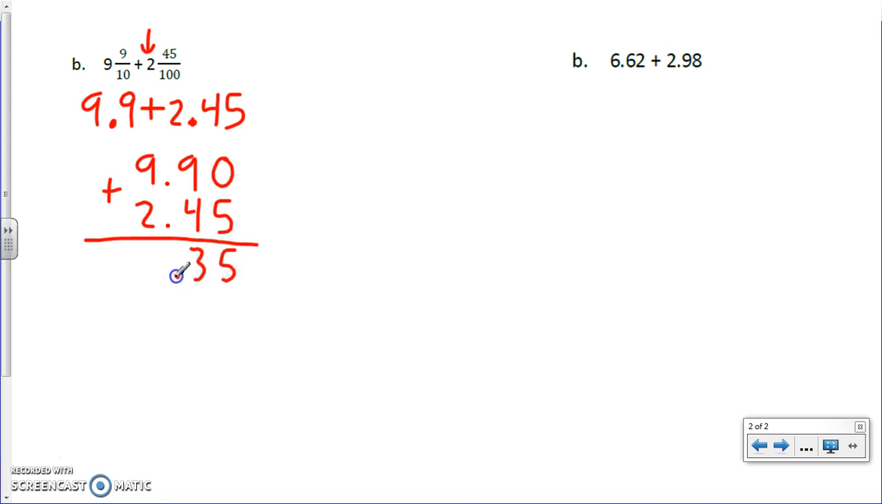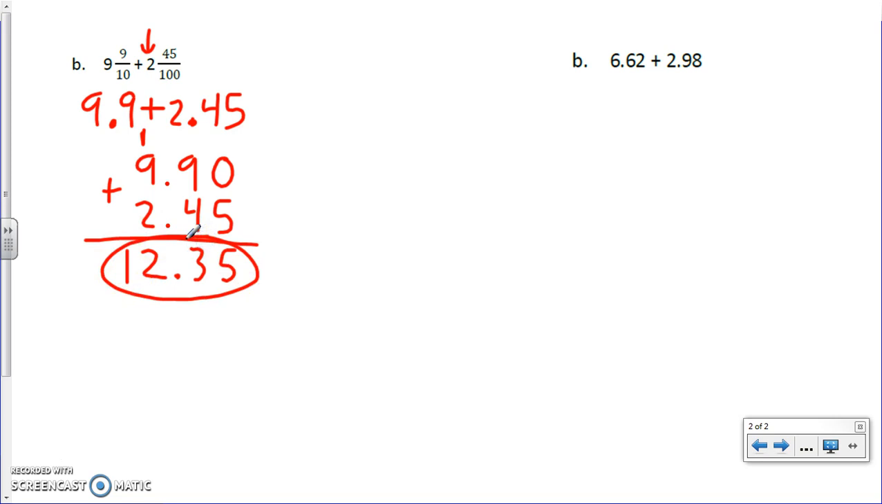3 below. Like we would do any other time with addition, we carry or bring our 1 or regroup, however we want to say it, to the next place value. We have 9 plus 1, which is 10, plus 2 is 12. Now there's no other place value in here, so I would just write 12. So my final answer is 12.35.